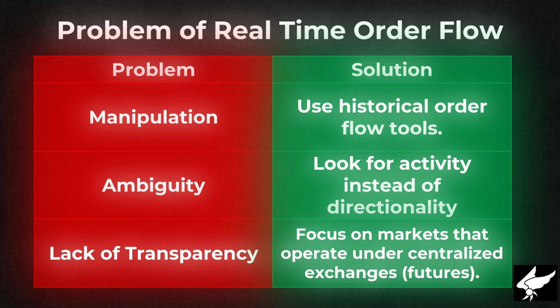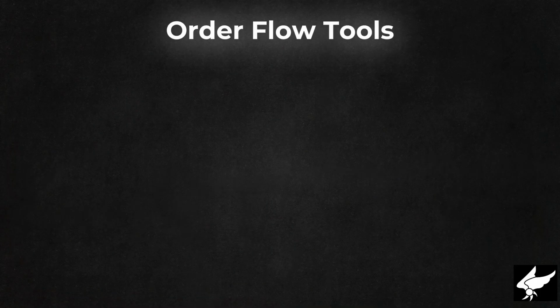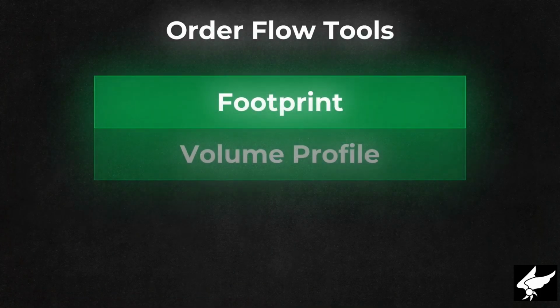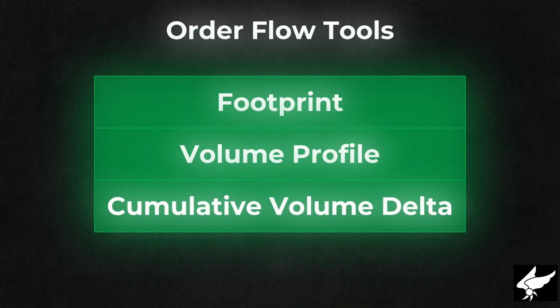In conclusion, use historical order flow tools. Focus on identifying levels of activity instead of identifying directional intent, and focus on futures trading if you want to obtain more reliable order flow data. There are many historical order flow tools, but we'll focus on 3 of them for simplicity's sake: the footprint, the volume profile, and the cumulative volume delta. Let's begin with the footprint.